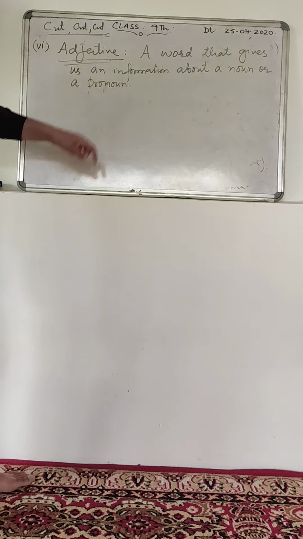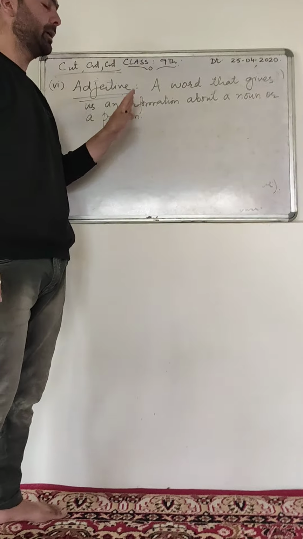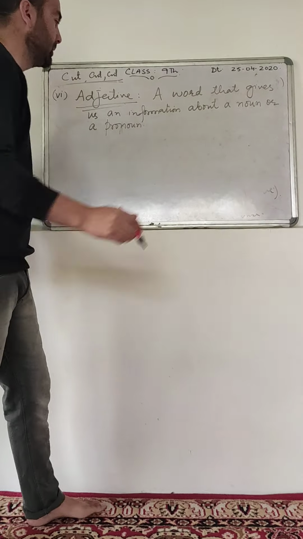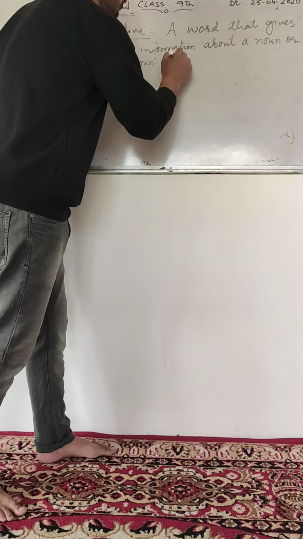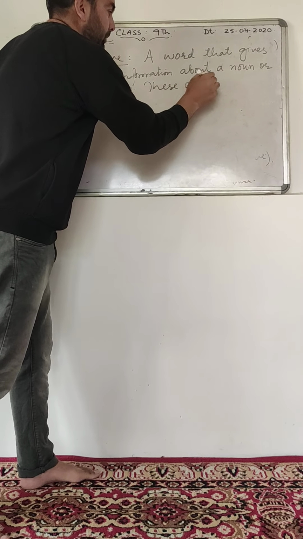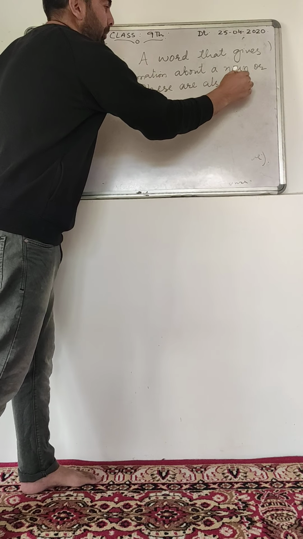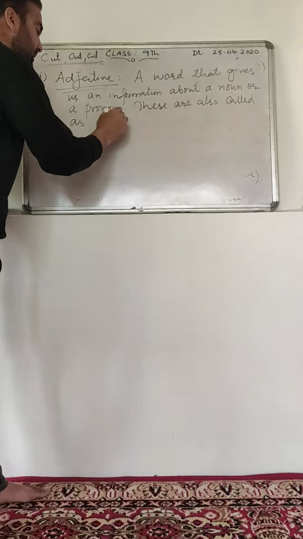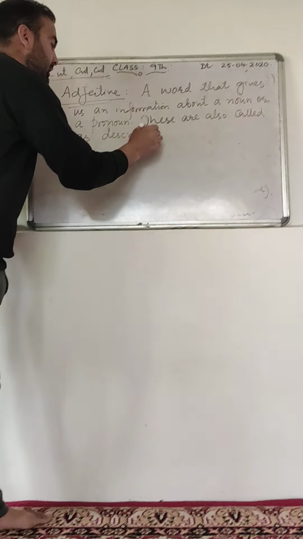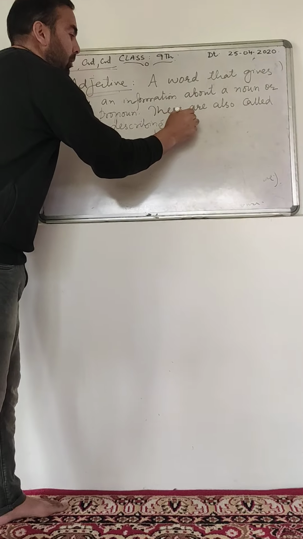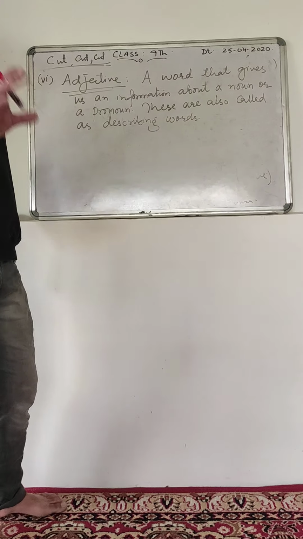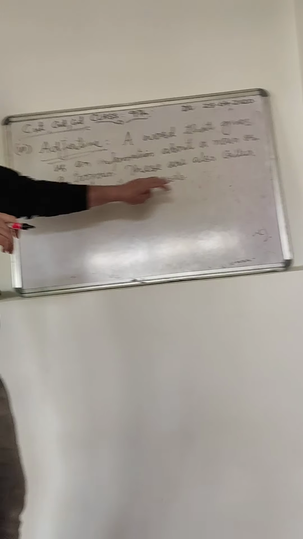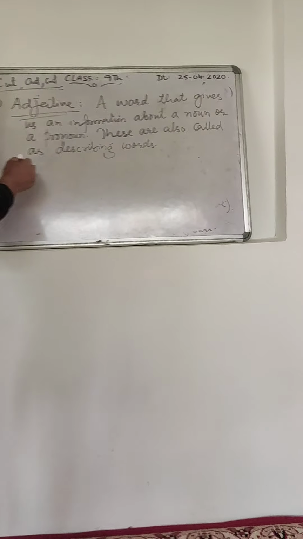So words that give us information about a noun or about a pronoun, those words are called adjectives. Adjectives are also called describing words. Why? Because they describe a noun or a pronoun in a sentence. To understand this more, let's see some examples.